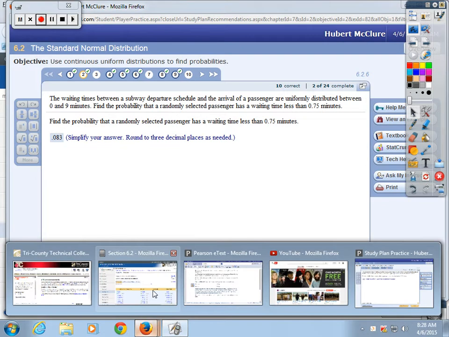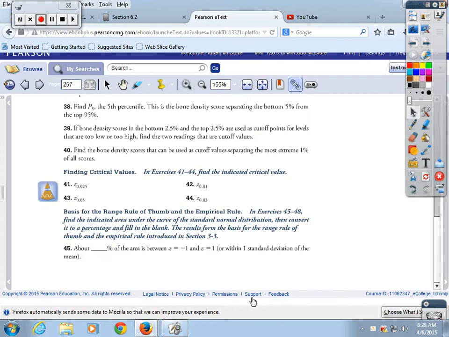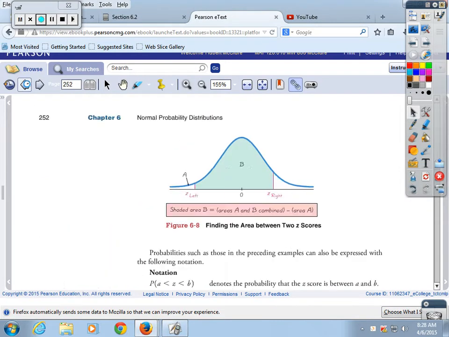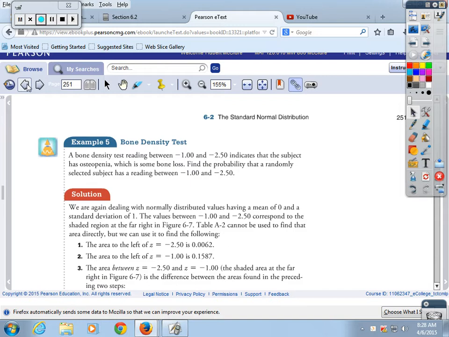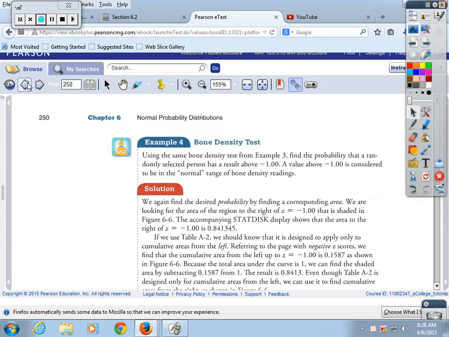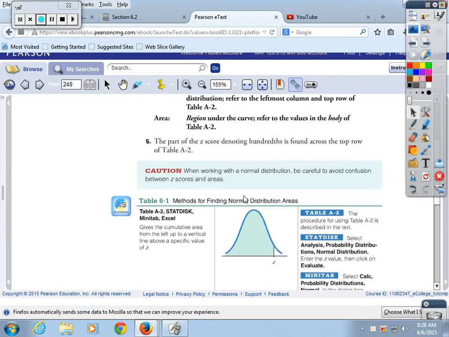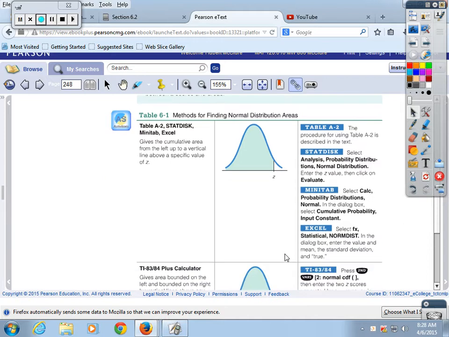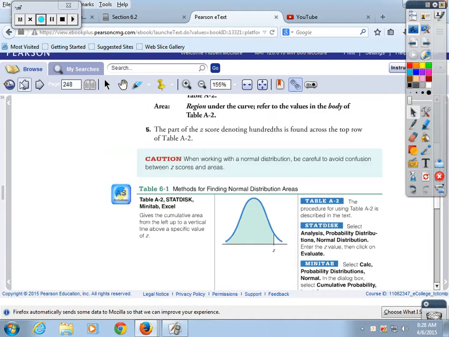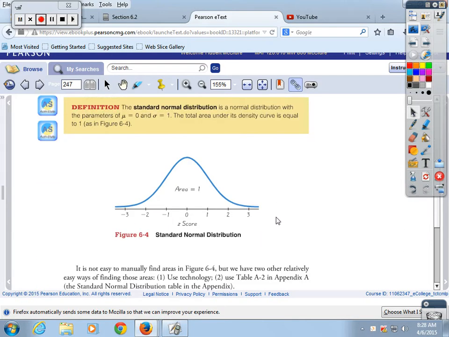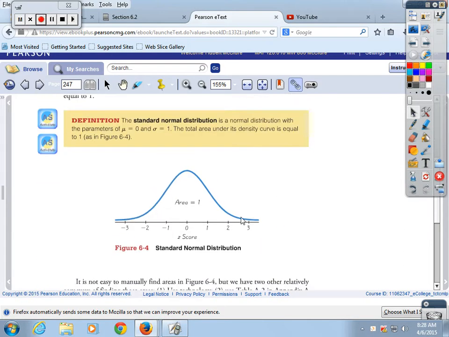So let's turn back to our handy dandy book and go to normal distribution. Now, a long time ago, I told y'all about z-scores, and I told y'all about normal distribution and how to draw it on the normal distribution curve, and there it is.